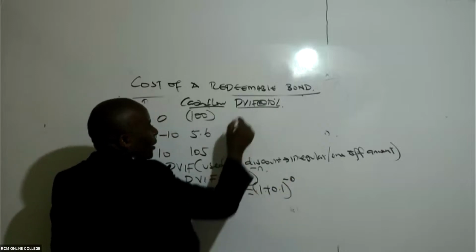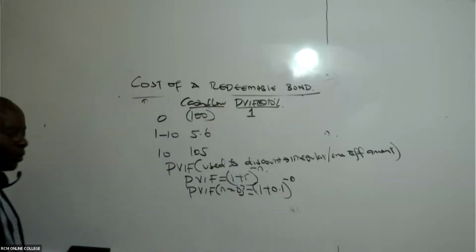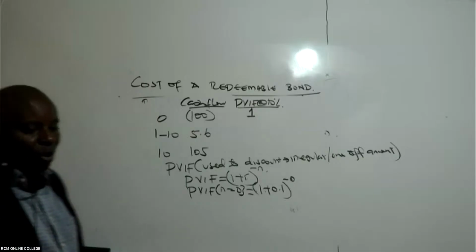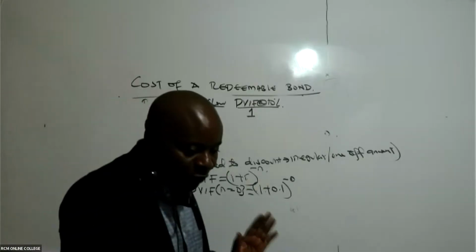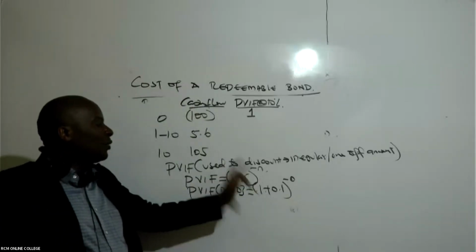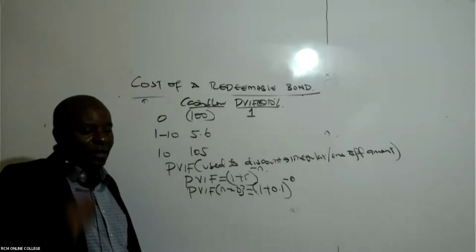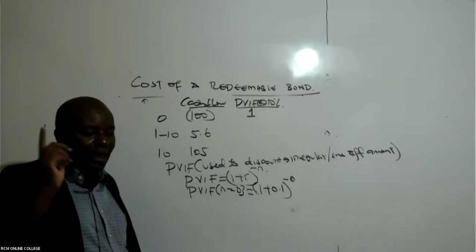N is 0. Can somebody confirm that anything raised to 0 will always be 1? Already somebody is confirming there. If you say 1.1 raised to negative 0, we shall end up getting exactly 1.